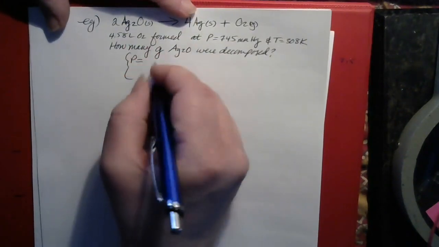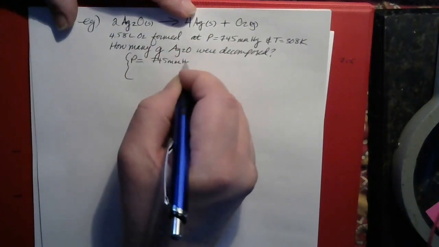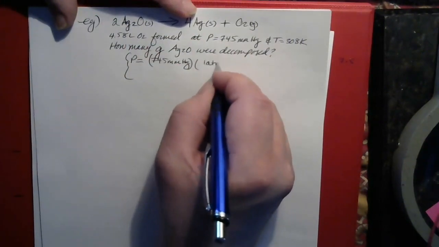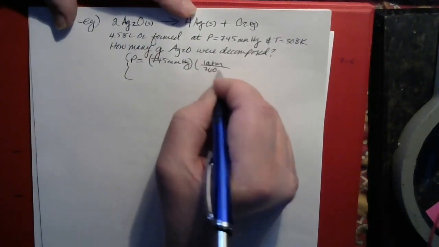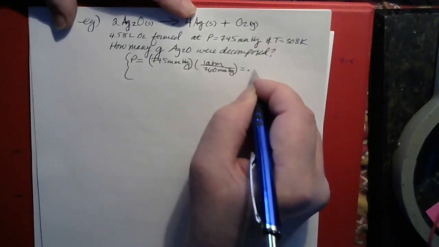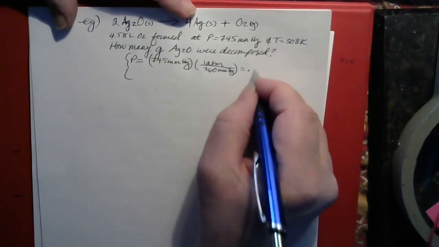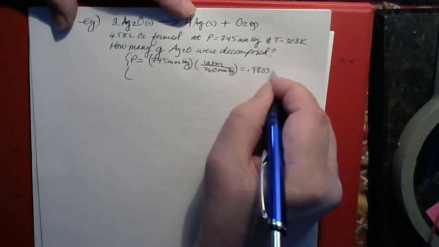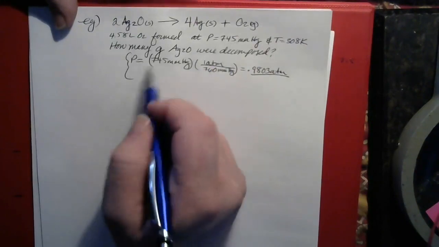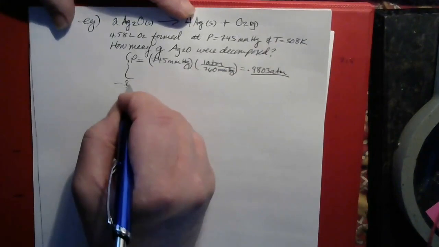Okay, so we've got a pressure that's in the wrong units. So that's 745 millimeters of mercury, and there's 1 atmosphere for every 760 millimeters of mercury. And that is 0.9803 for the pressure. Temperature was already in kelvins, so that's good. So we can go on now.